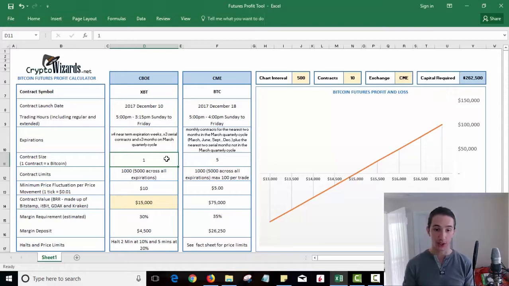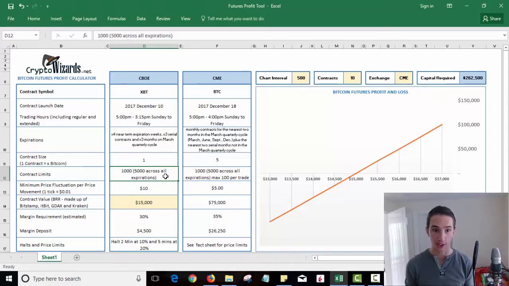Now, the contract limits as well. This is another really good thing about the futures market: there are contract limits to prevent people from cornering the market. When I say people, I mean big size institutional investors. The maximum contract limit you can have for one of these is 1,000. And across all the different calendar months, or contracts, it would be 5,000 in total. So the limits to what any party can own in terms of futures are capped, and it's the same on both exchanges.